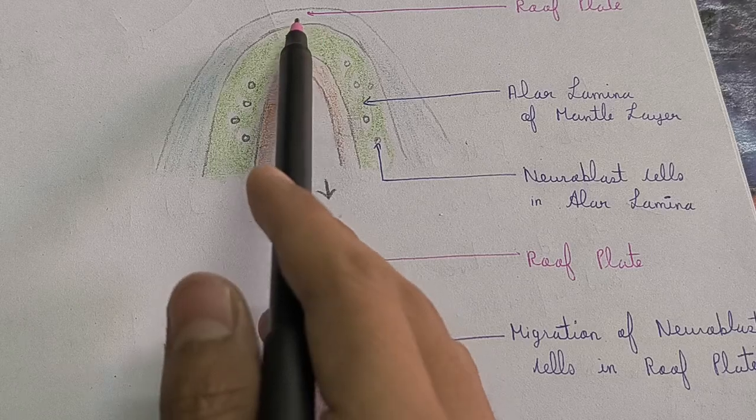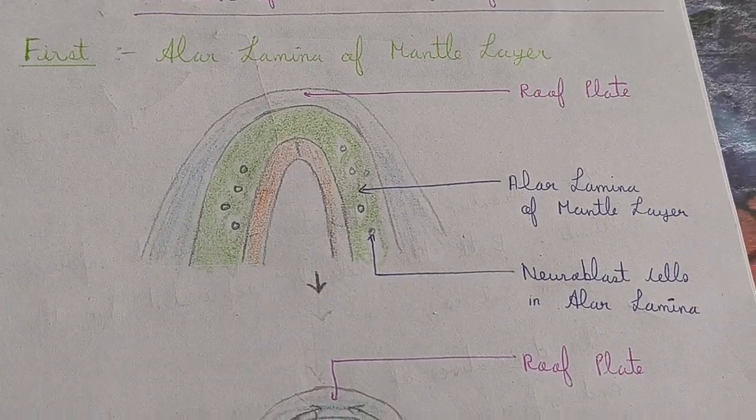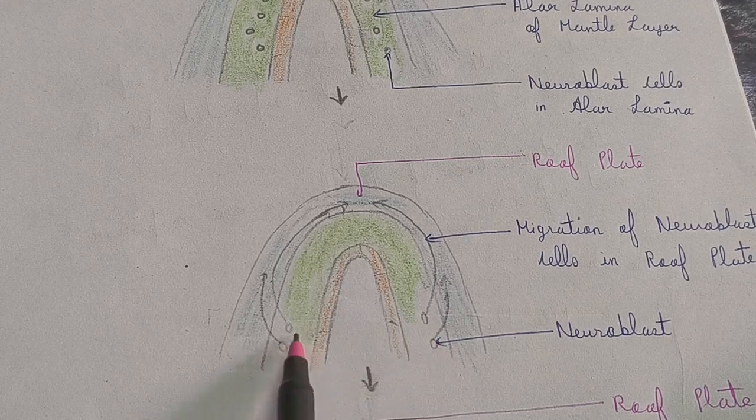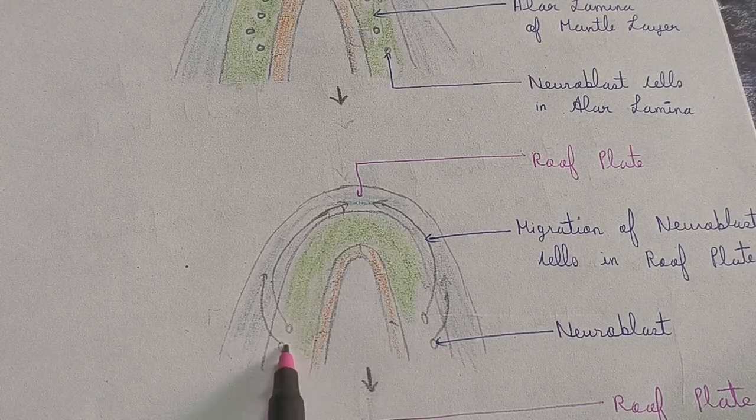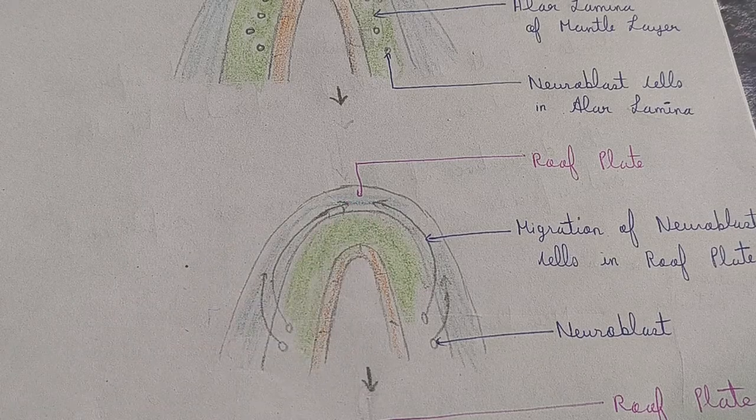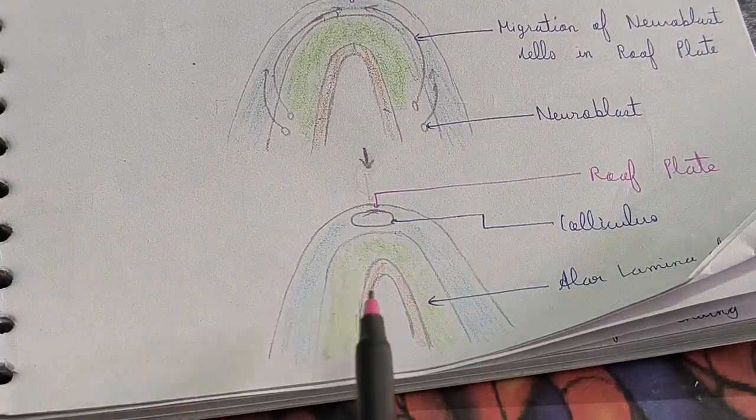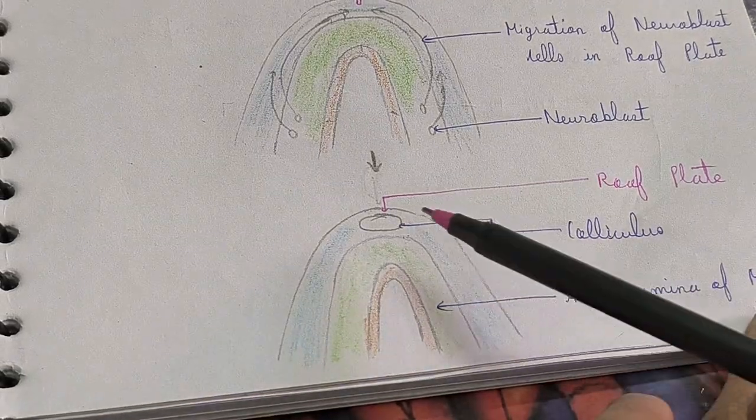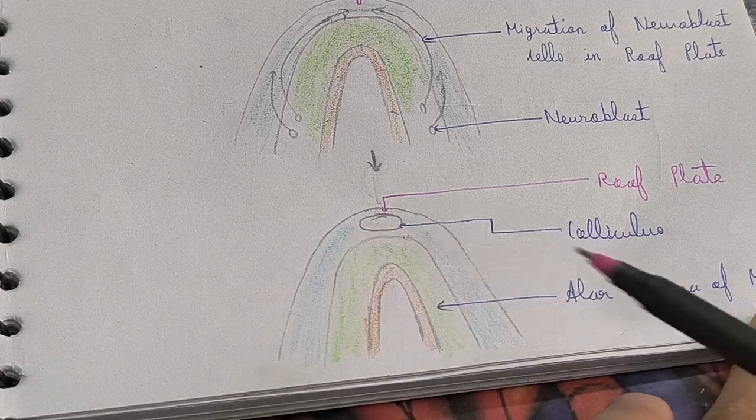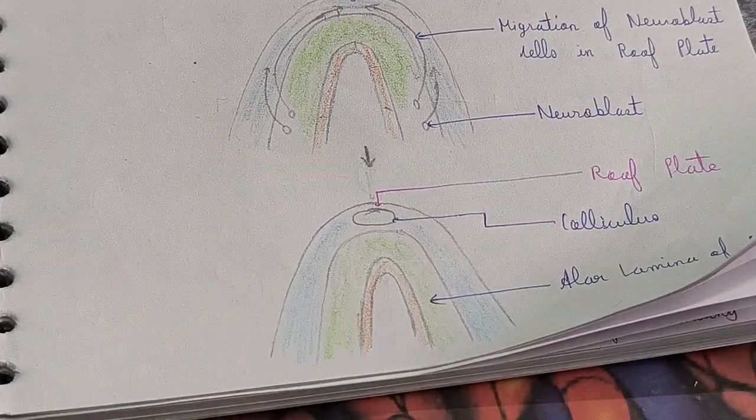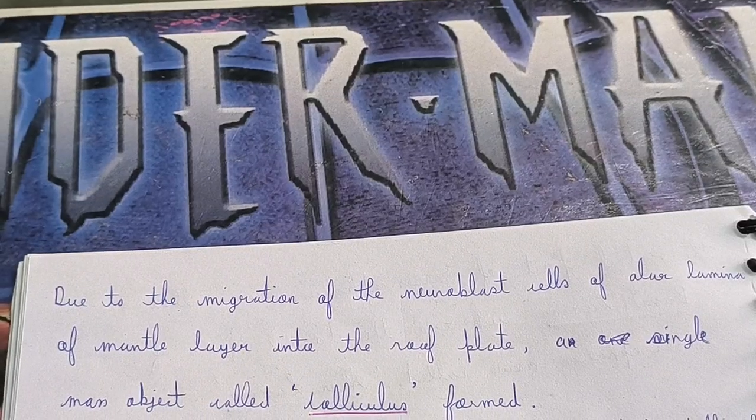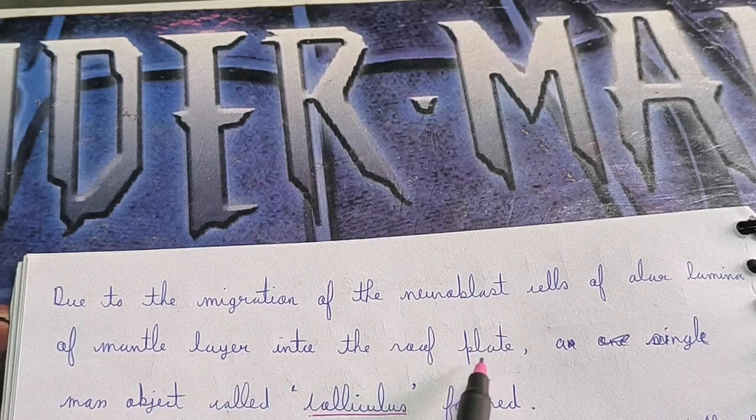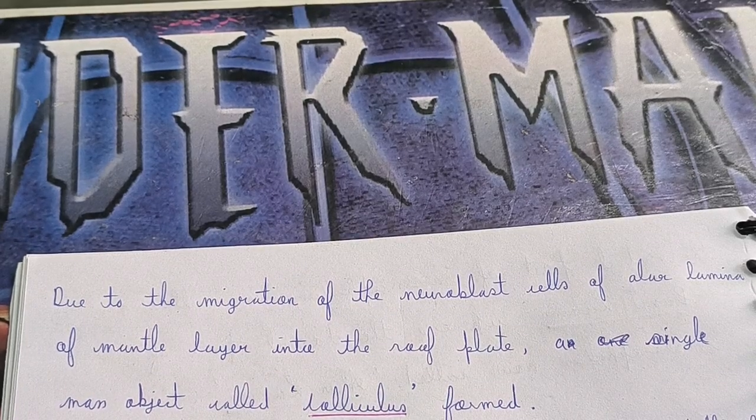Now, you already know this is the roof plate. If you see slowly, the neuroblast cells present in this alar lamina are migrating into the roof plate. As a result of the migration of the neuroblast cells of the alar lamina of the mantle layer into the roof plate, the colliculus forms. It is basically a single mass object. So I have written that due to the migration of the neuroblast cells of the alar lamina of the mantle layer into the roof plate, a single mass called the colliculus forms.